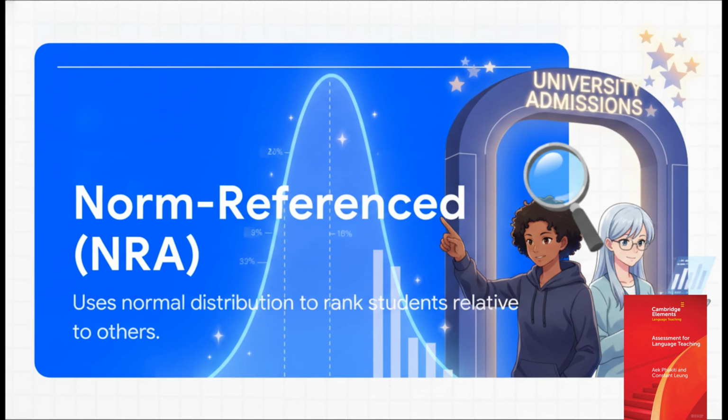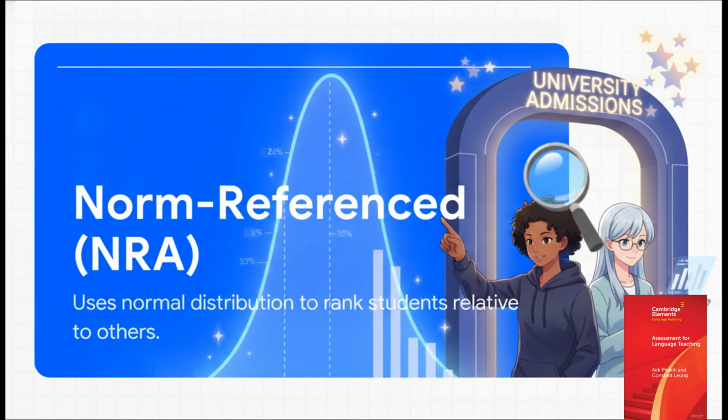Let's break down the mechanics of the NRA first. The term norm comes from the normal distribution, which you probably know as the bell curve. NRA uses standard deviation to estimate the spread of scores and then ranks students relative to one another. Under this approach, you aren't just looking at what a single student knows, you're looking at how they performed compared to literally everyone else taking the test. The primary purpose of NRA is selection. Think of university admissions, where there are only a limited number of spots available and you absolutely need to identify the top percentiles.